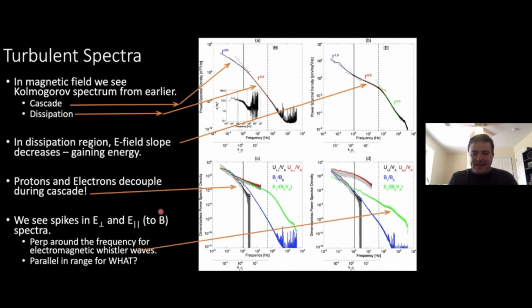And then finally, we see some spikes in the spectra when we decompose our electric field into perpendicular and parallel to the background magnetic field. We see in the parallel a frequency enhancement right here. We think that's due to something called Whistler waves, which is beyond the scope. But then here, around a few hundred hertz, we see a second shallowing where energy is going into the field. And we'll talk about those waves a bit more later.